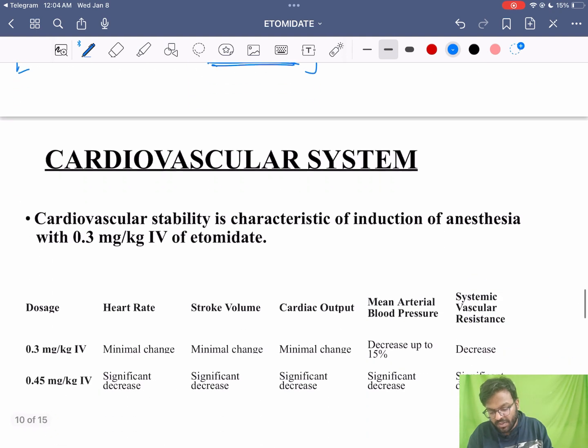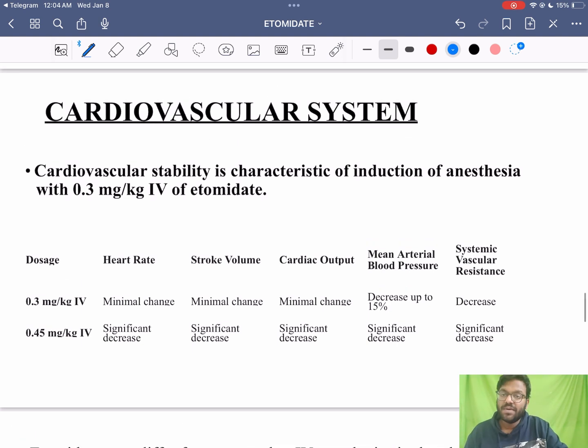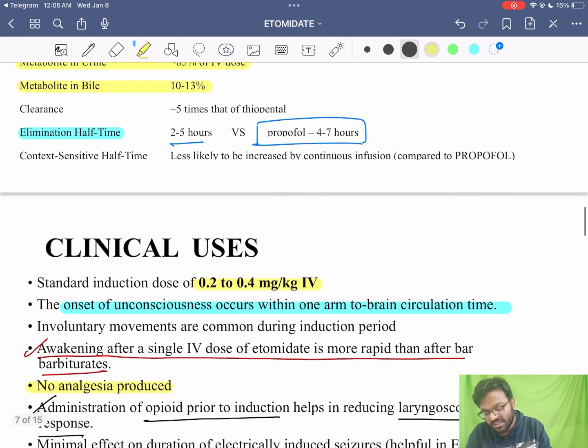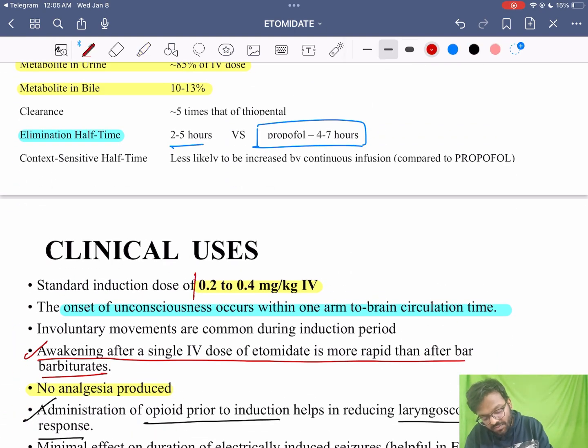Moving on, cardiovascular stability. ETOMIDATE is an excellent drug when you want to induce a case having cardiovascular instability. This can be done with a drug dose of 0.3 mg per kg IV. Why am I mentioning that? We have taken two doses, 1.35 mg per kg IV and 1.45 mg per kg IV. What was the induction dose we discussed? We discussed that the induction dose varies from 0.2 mg per kg to 0.4 mg per kg IV.